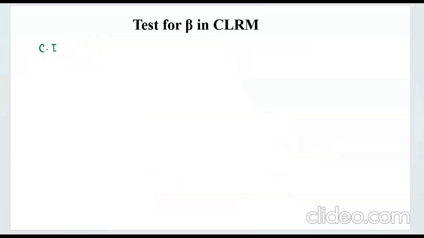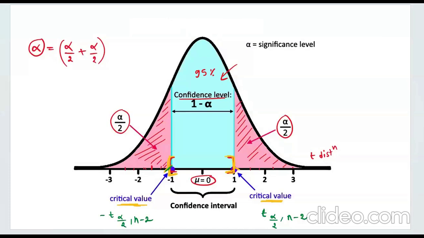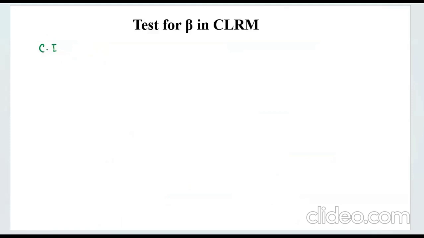Let us see how to derive this confidence interval. We will basically derive these critical values. What will be the confidence interval? The boundary points. We'll define these boundary points. So the confidence interval for beta. How do you write this? You write this in this way.